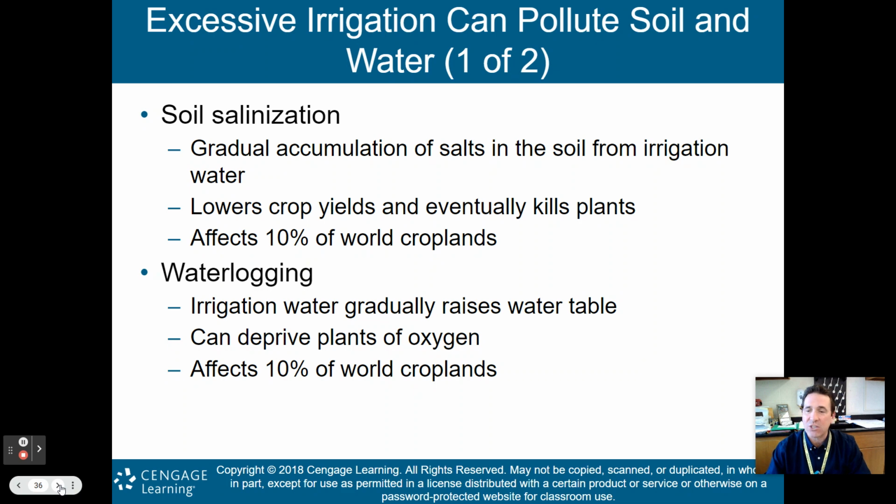Excessive irrigation can actually pollute soil and water. So believe it or not, soil salinization is the gradual accumulation of salts in the soil from irrigation water. What happens is you're constantly irrigating the water. This water, though, has some salts in it.